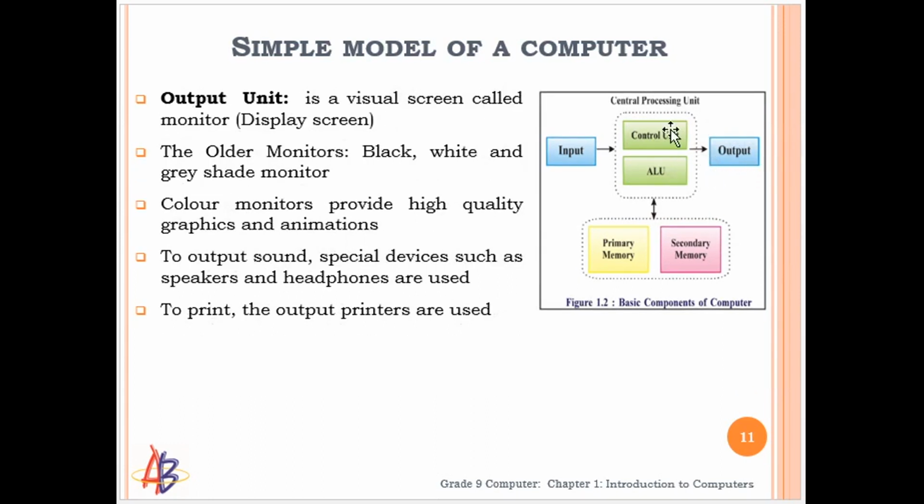This is the last block of this simple model of a computer, and that is output. The output unit is a visual screen called the monitor, or we can also say the display screen. The older monitors were black, white and gray shade monitors, and nowadays we have color monitors which provide high quality graphics as well as animations. If you want to see pictures, you can use the display screen or the monitor as an output.